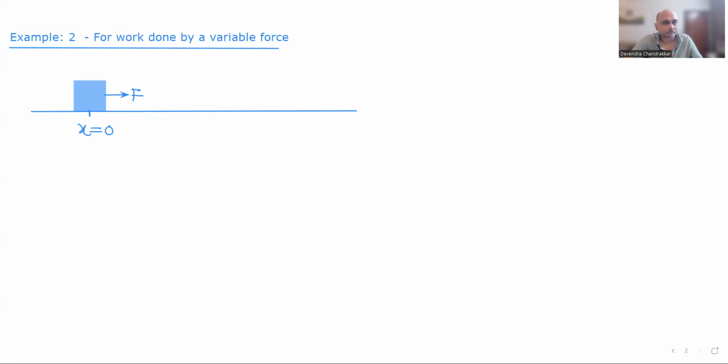So here, this is x is equal to x. So this force capital F is pulling the block from x is equal to 0 to x is equal to x naught.